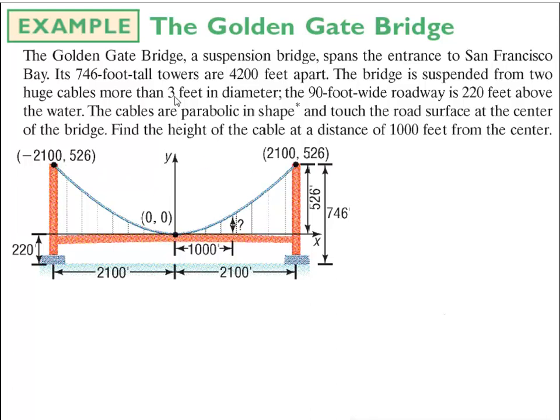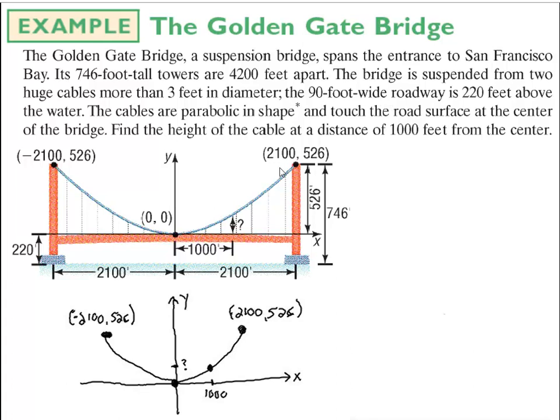Now that's really all the information we needed. This information about the cables being 3 feet in diameter, we don't really need that here. The 90-foot wide roadway, we don't care about that. That's not what we need, right? That was just kind of extra information. All right, so we just kind of simplified this picture here because it was pretty cluttered, right?